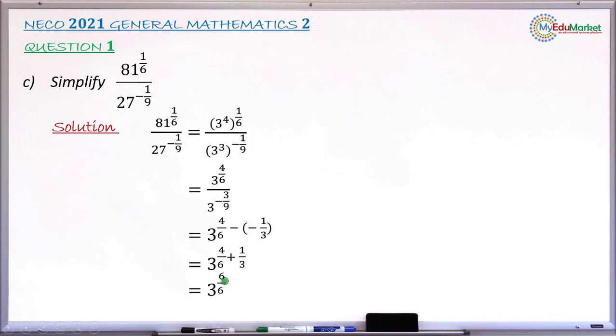gives a result of 6 over 6. So you have 3 raised to the power of 6 over 6. And 6 over 6 is nothing but 1. So you have 3 raised to the power of 1, which is exactly equal to 3. And this answers this very question.